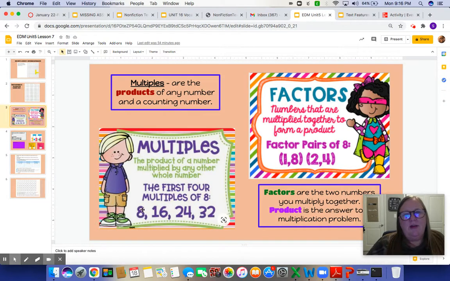Just like in this anchor chart, these are multiples of 8. This is 8 times 1, the answer is 8. 8 times 2, 16. 8 times 3 is 24. 8 times 4 would be 32. So those are all multiples of 8.